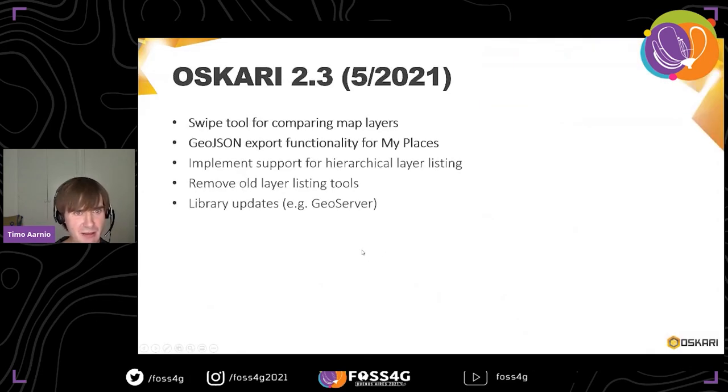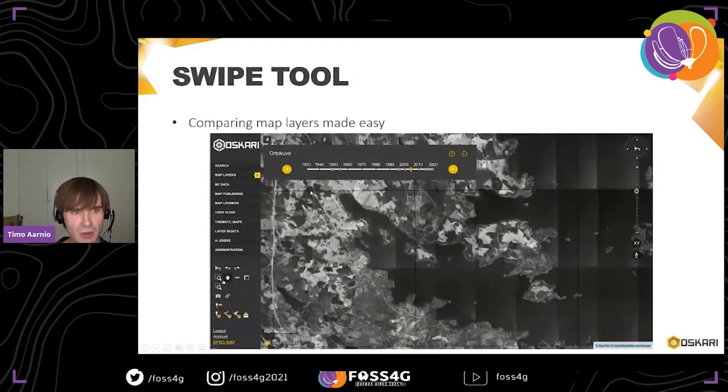2.3, May this year, a new swipe tool was introduced, GeoJSON export for My Places. Some more not so relevant smaller things and library updates like always. And we removed old layer listing tools. We are also, like GeoExt, the previous presentation, quite an old project. So we also have to go through our old code base and clean up a bit when we refactor and rewrite things.